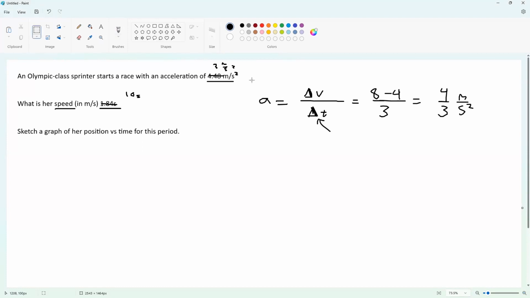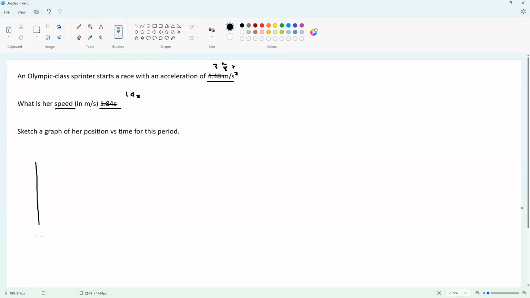Okay, now we get to the difficult part, which is to sketch a graph of position versus time for this period. Okay, so let's sketch a graph for velocity. This is time, this is velocity. Time versus velocity.